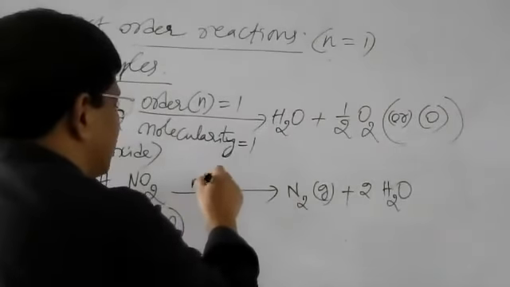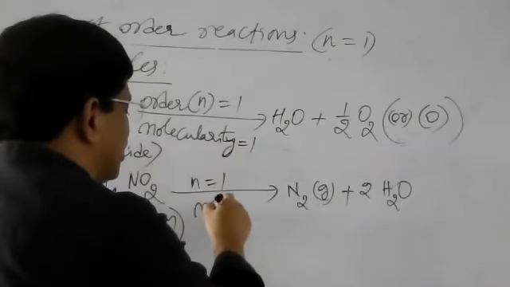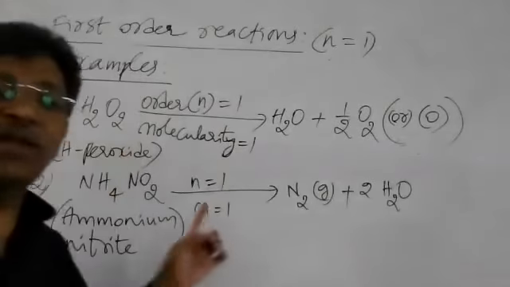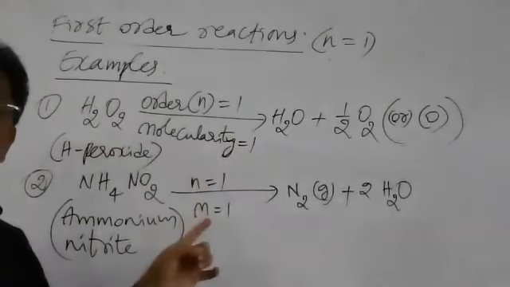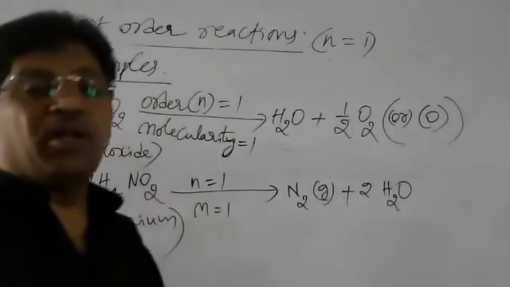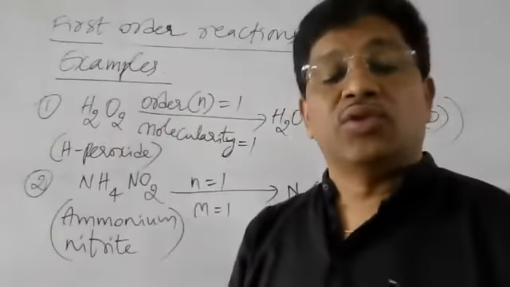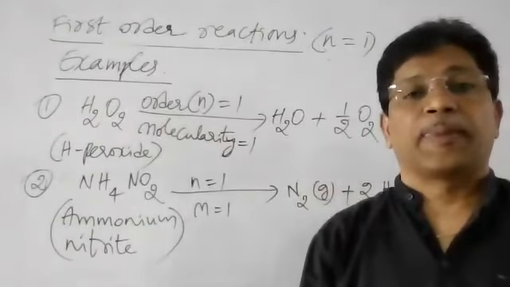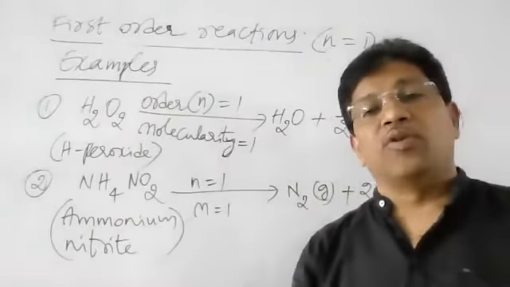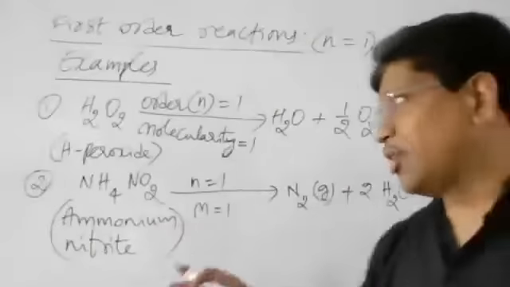Okay, this is also what? Order n is equal to 1. Molecularity also is equal to 1. Order is 1 and molecularity also is 1. Unimolecular and first order reaction. So these two examples remember as first order reactions. Is the concept clear? So it is about the concept of first order.